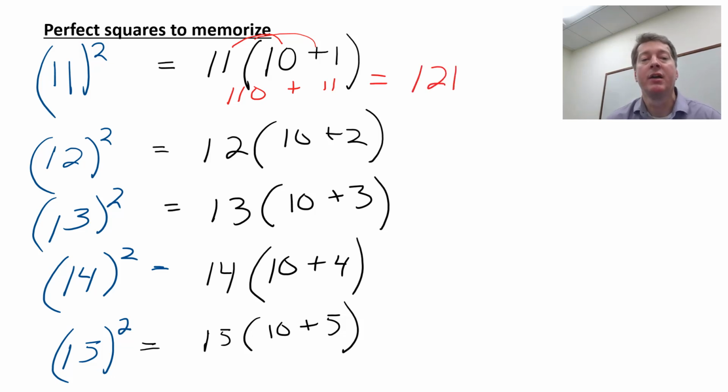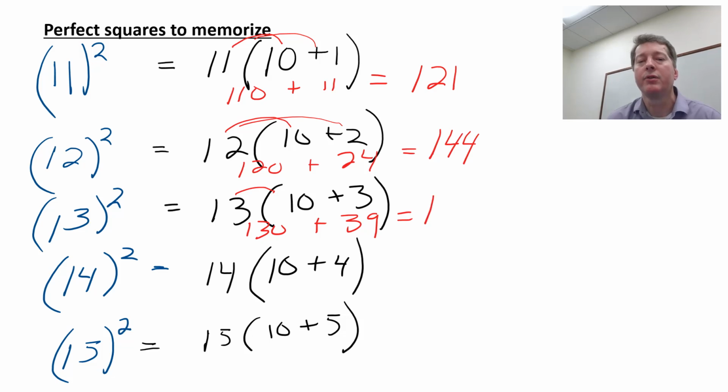11 squared is 121. Really good to memorize that. 12 squared. Well, 12 times 10 is 120, plus 12 times 2 is 24. So 144. 12 squared is 144. 13 squared. 13 times 10 is 130, plus 13 times 3, 39. So 13 squared is 169. 14 squared. This one's a little harder to memorize. 14 times 10 is 140, plus 14 times 4. Well, let's see, 14 times 2 is 28, times 2 again is 56.